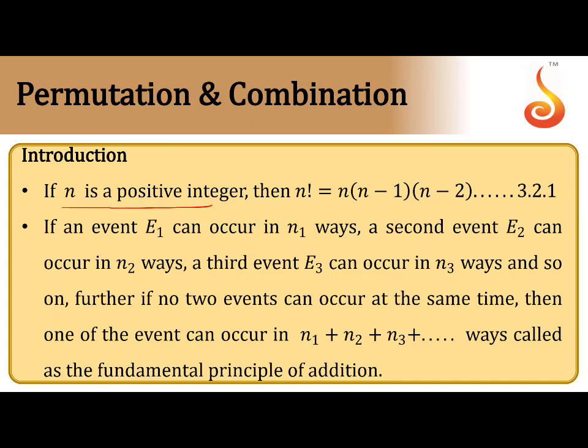So if n is a positive integer, the value we call factorial n. Factorial n is the product of the n natural numbers. If you multiply 1 into 2 into 3, the entire product you can write as factorial n. Sometimes you can write this with this symbol also. That also you can read as factorial n. So now I will discuss some more points here.